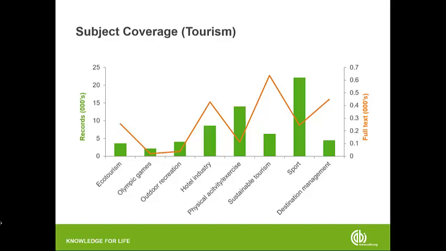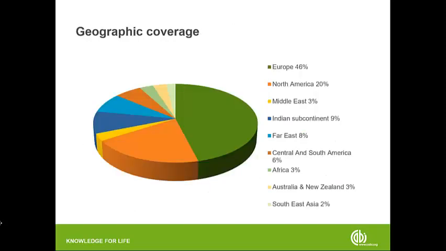The last slide is about the geographical coverage. As you may see, we still have over 70% from the Western world, like Western Europe, North America, Australia. However, we are working to collect more data from the other parts of the world, like India, Middle East, and Africa.